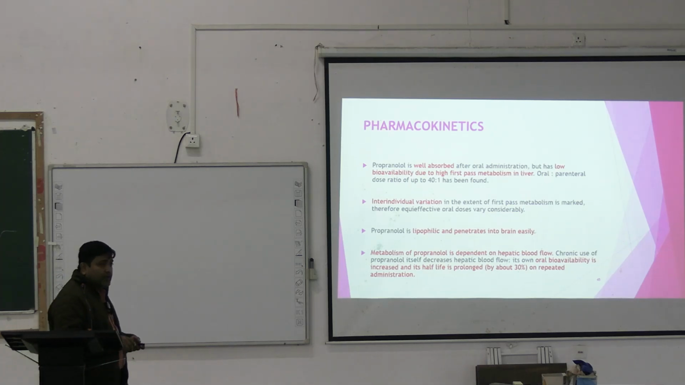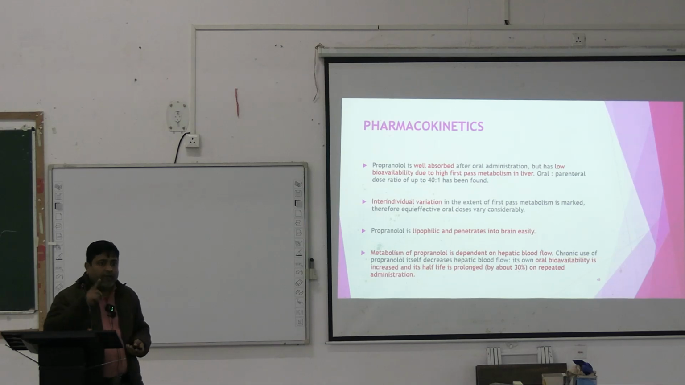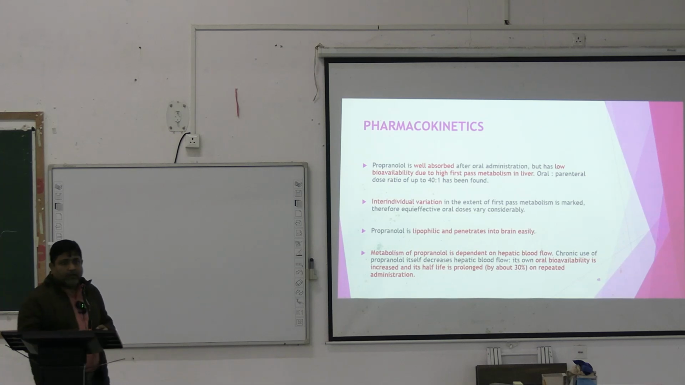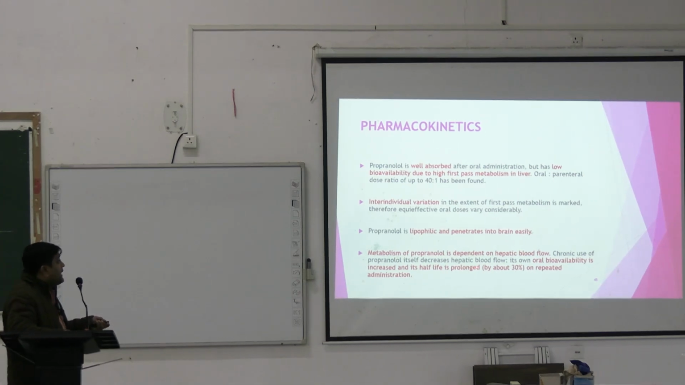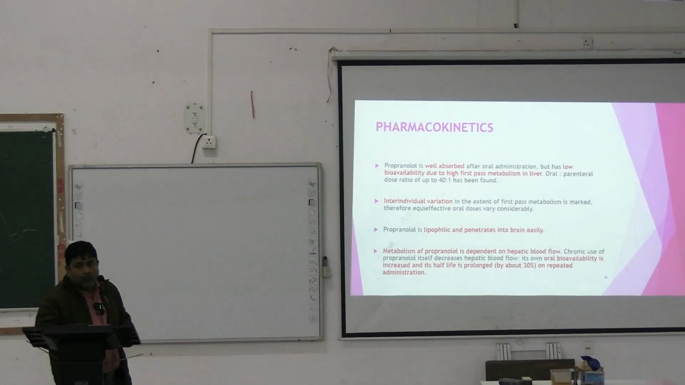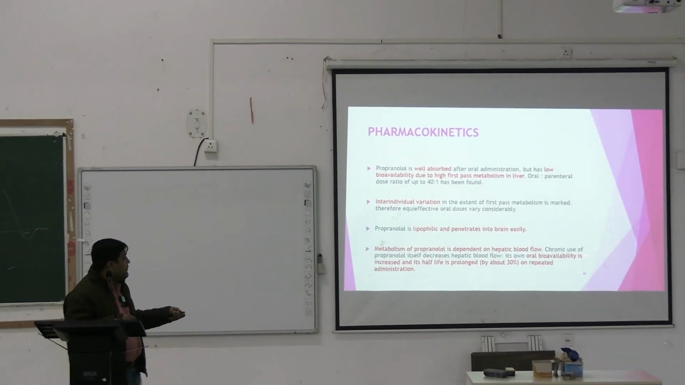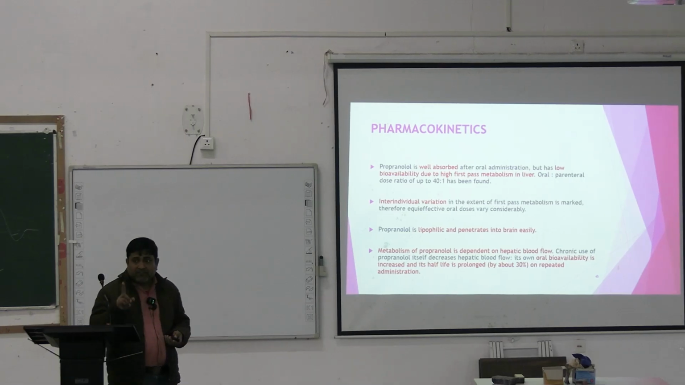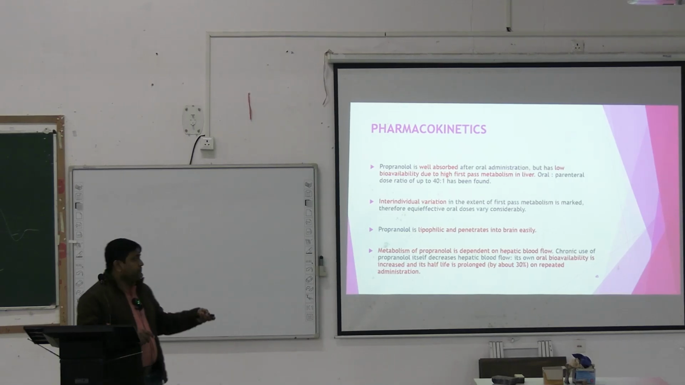The drug is lipophilic and hence can penetrate the brain. Metabolism of propranolol is dependent on the hepatic blood flow. Now, what happens on chronic use: propranolol decreases the hepatic blood flow. So, its own bioavailability is increased and half-life is prolonged in patients on chronic use of propranolol.